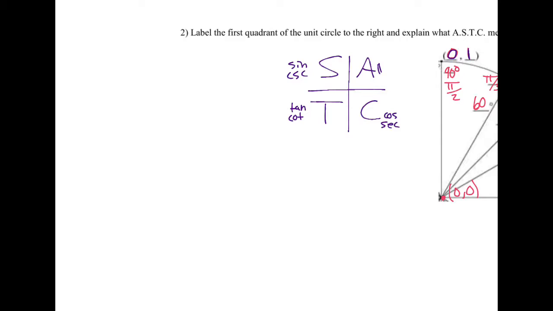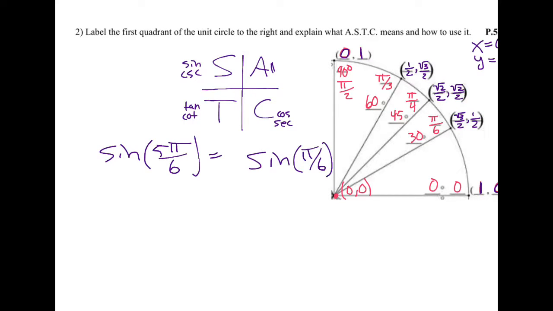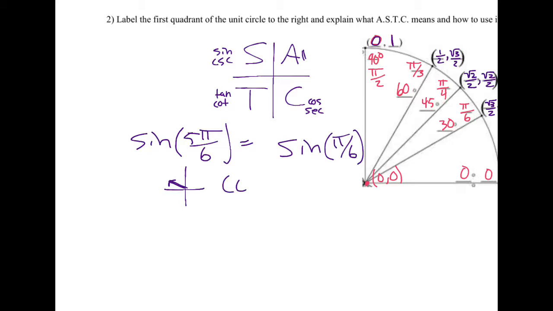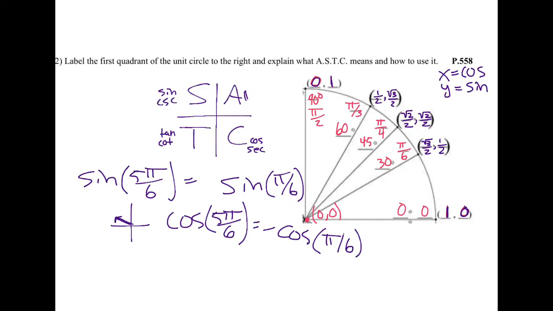So if I had, for example, the sine of, let's say, 5 pi over 6, well, that is going to be exactly the same as the sine of pi over 6, because 5 pi over 6 is in the second quadrant right there, and sine is positive. But if you think about cosine, so let's say then cosine of 5 pi over 6, that will equal the opposite of cosine of pi over 6, because cosine is negative in the second quadrant. That's what we're saying. That's how we're using it.